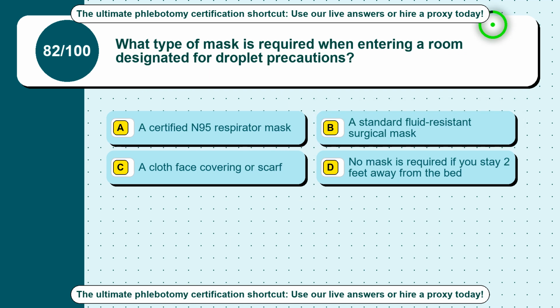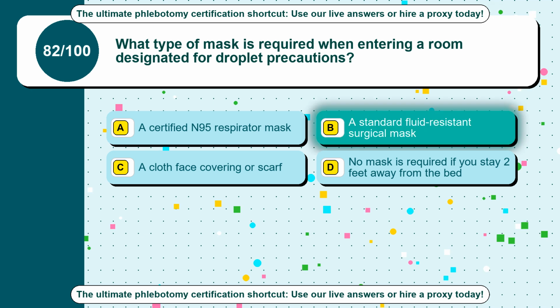Question 82. What type of mask is required when entering a room designated for droplet precautions? Option A, certified N95 respirator mask. Option B, a standard fluid-resistant surgical mask. Option C, a cloth face covering or scarf. Option D, no mask is required if you stay 2 feet away from the bed.